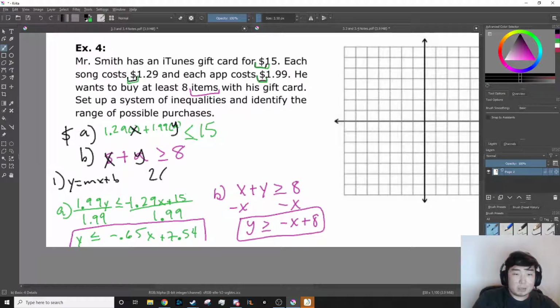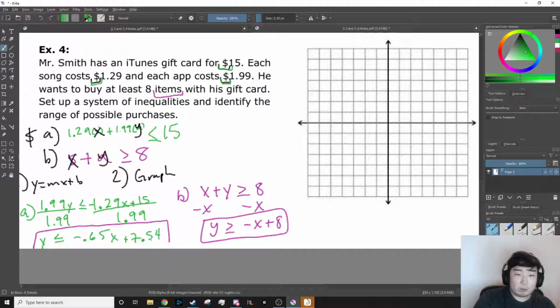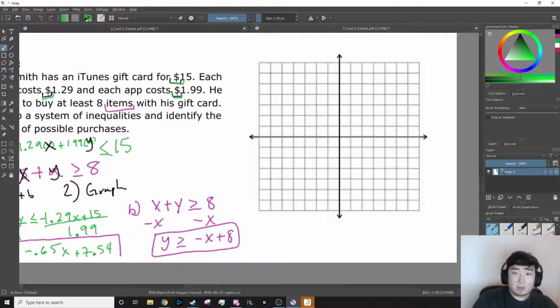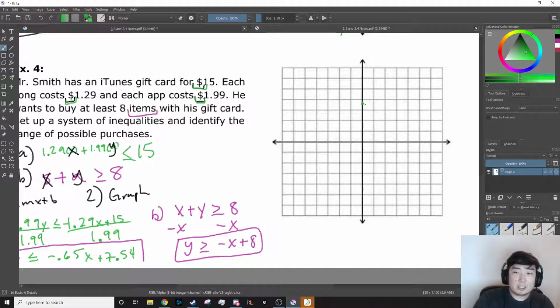Step number 2 is going to be graph. So I'm going to, and you better as well. This graph kind of sucks though because we have a 7.54. I'm just gonna guesstimate. 1, 2, 3, 4, 5, 6, 7. Oh, I can't. So I have to make these 2's. 2, 4, 6. I'm just gonna say it's like over here-ish. And negative 0.65, I'm just gonna say it looks like, oh, it's a solid line too because it has an equal to sign.